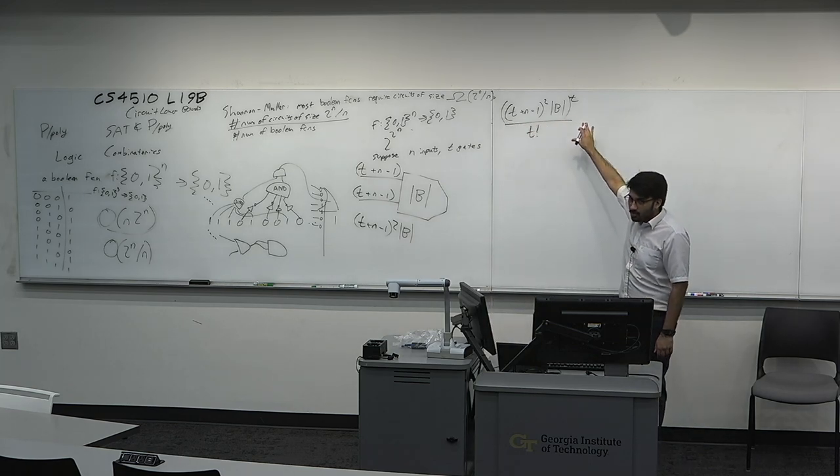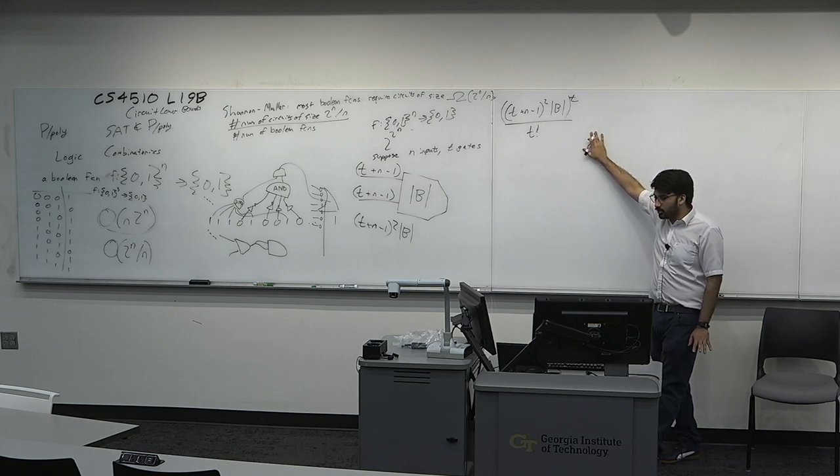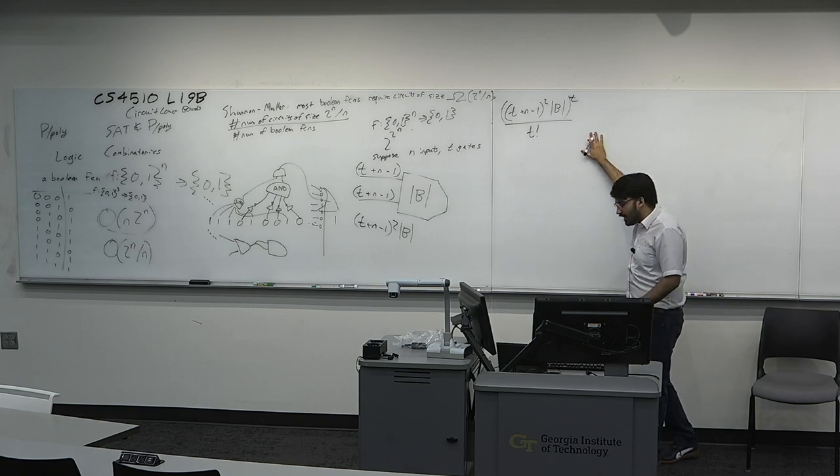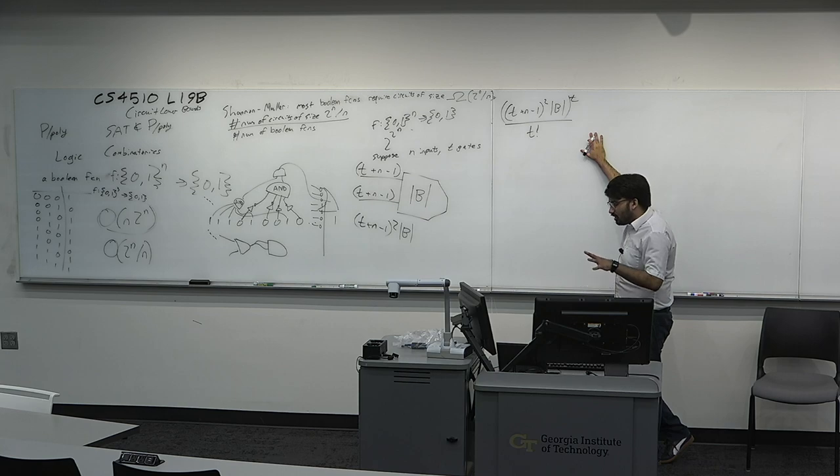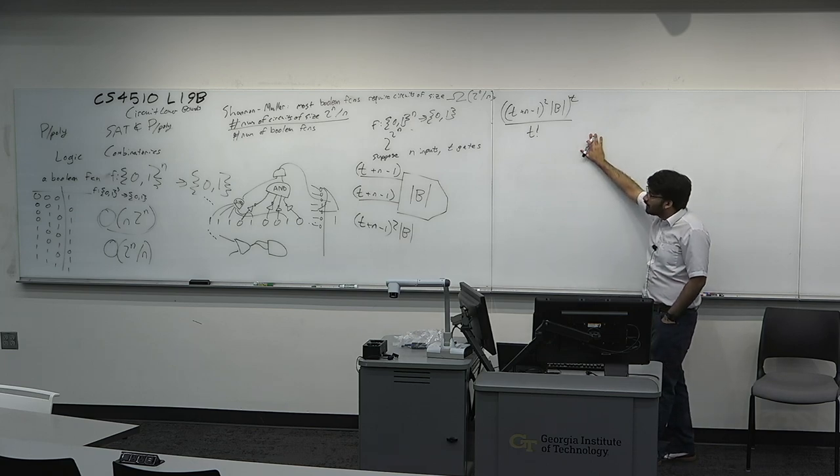Just to be clear what we're doing, we're trying to get an upper bound on the number of circuits of T gates that compute specific Boolean functions. And then later we'll replace T with what we need and solve it.